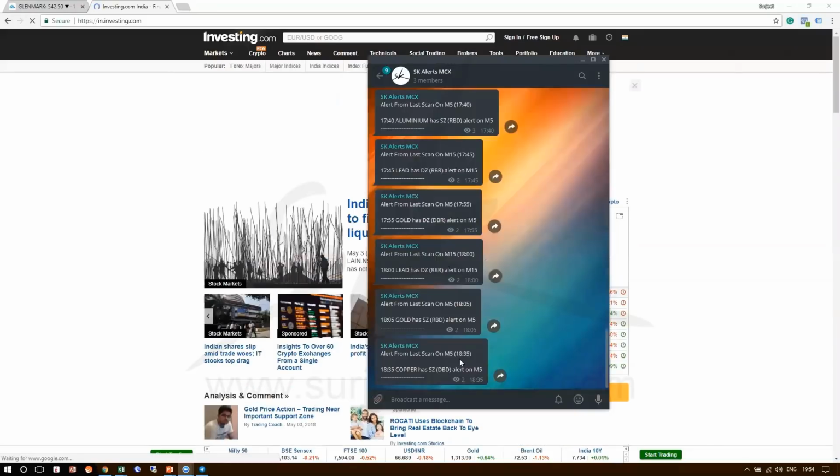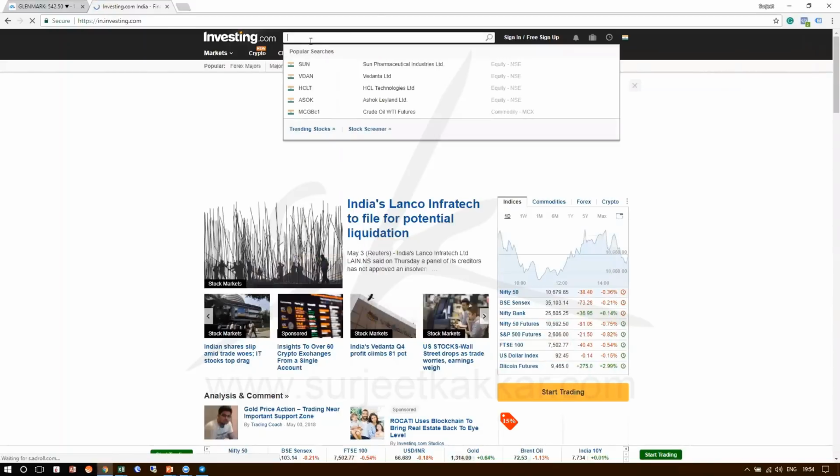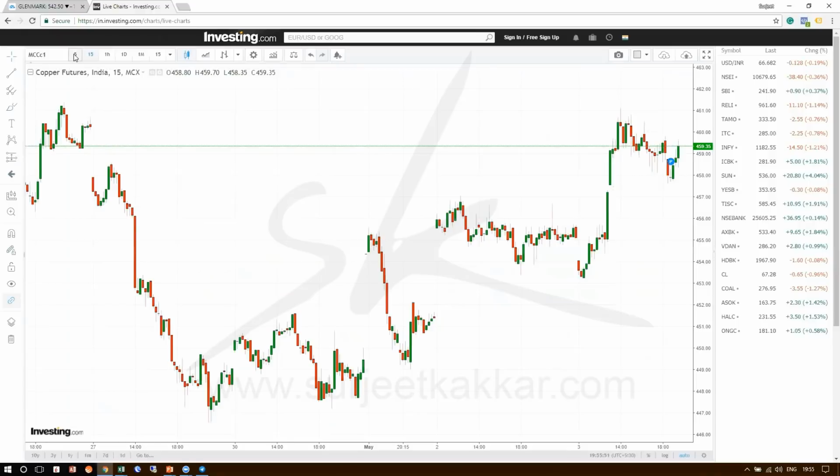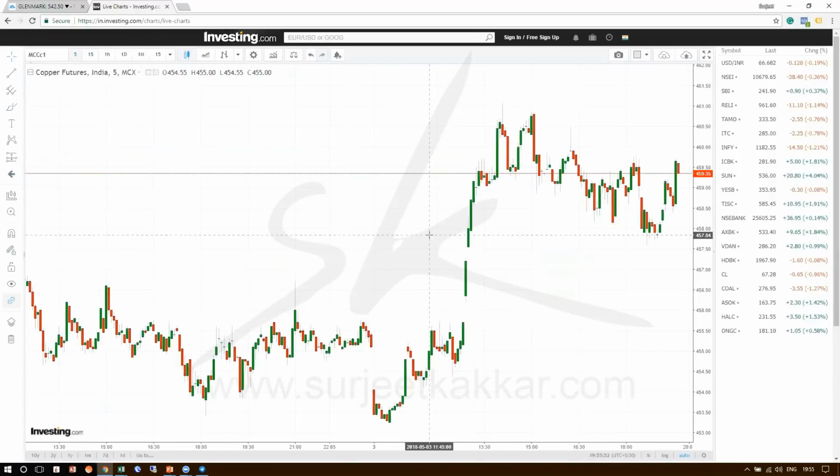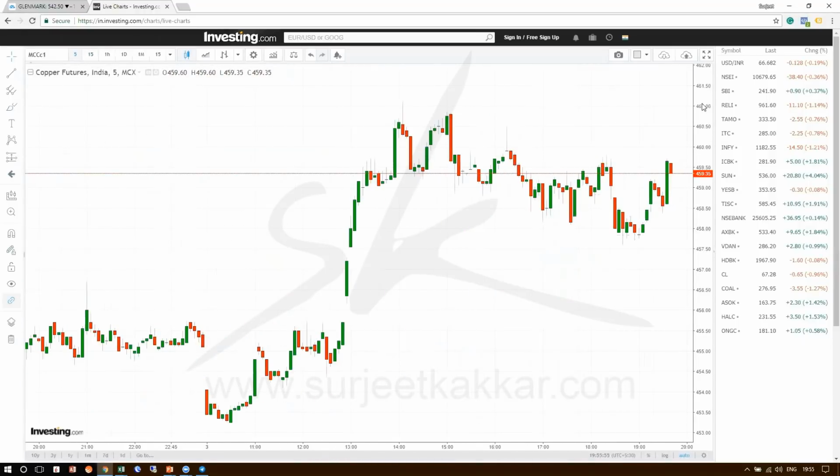So you can see the last alert which we had on MCX was at 635, which is a supply zone on copper, drop-base-drop. So let's bring up copper, drop-base-drop. So what I'll do is I'll look at the 5 minutes chart, and it was a drop-base-drop, right? So seems like it has already played out. So this is where we have that zone, a drop-base-drop, and that is where the prices are as of now.